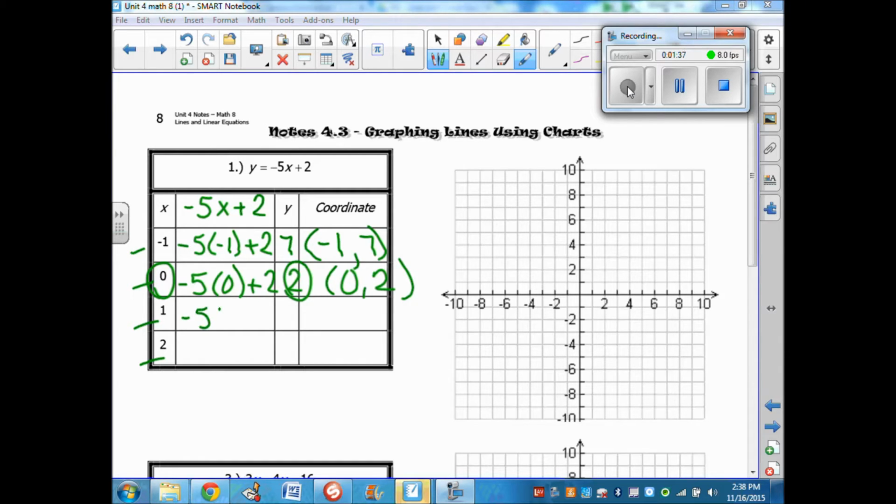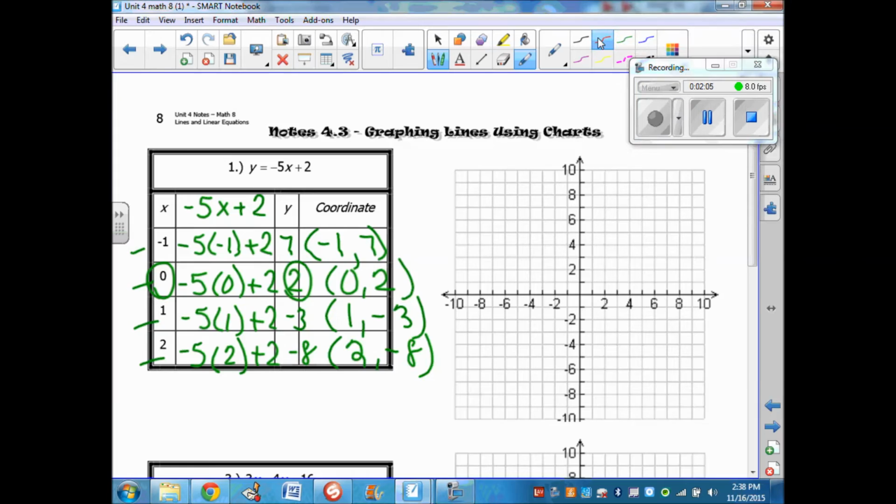Next one, negative 5 times 1 plus 2. So negative 5 plus 2 is going to be negative 3, and that coordinate is going to be 1, negative 3. And then this last one, do the same thing, negative 5 times 2 plus 2. So that's negative 10 plus 2, which should give me negative 8, and that's going to be 2, negative 8. So now let's graph those 4 points.